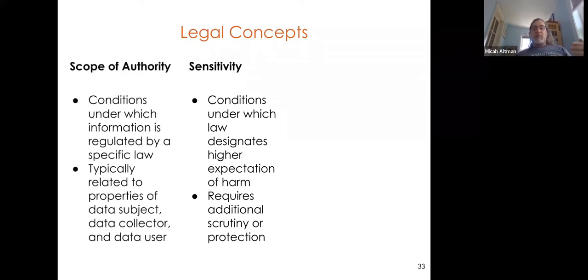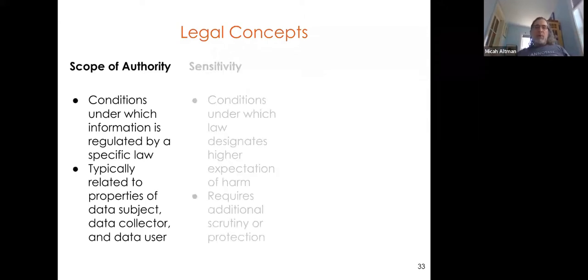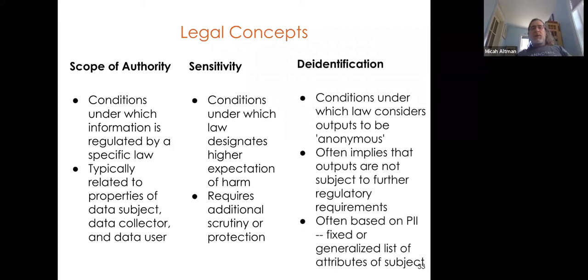Scope of authority talks about the conditions under which information is regulated by specific law. This is typically related to the properties of the data subject, the data collector, the data user. For example, if I'm a resident of Massachusetts and the data collector is an organization doing business in Massachusetts, then they're subject to the Massachusetts Personal Information Protection Law. Otherwise, the information doesn't come under the scope of the law. And finally, the law generally has some concepts around identifiability, often referred to as de-identification.